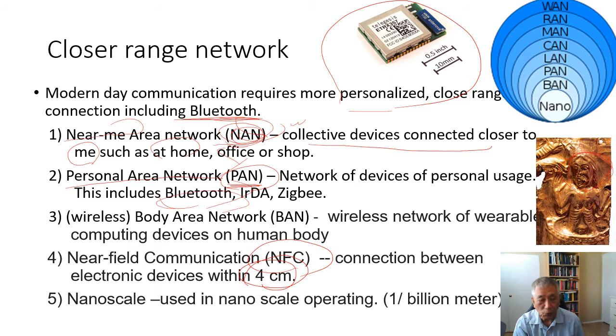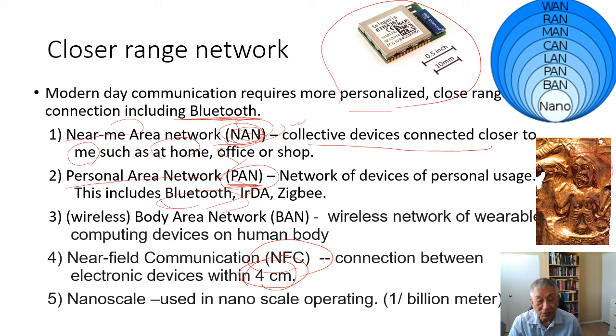Some are much shorter, but about 10 meters is what Bluetooth covers. Then there's NFC. Near field is much closer, about 4 centimeters. Then nanoscale communication doesn't even have a name like PAN yet, and the same thing with near field is the nanoscale. It's very low. One nanometer is one billionth of a meter.